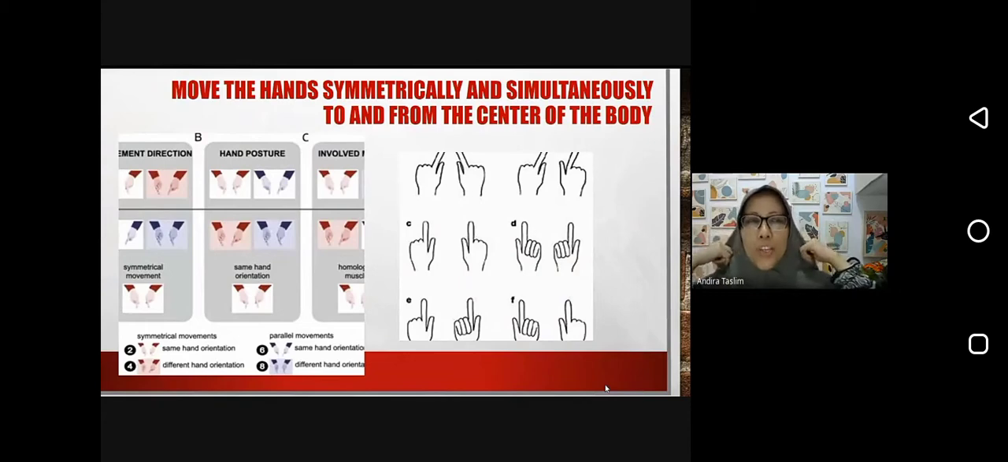Actually, if you want to know which one is the best movement, you can feel it. You try to do these activities, not only one or two times. Keep it for 5 minutes. You can feel which one makes you fatigued quickly. So this one is not good. If you get more fatigued than with the other one, it means the second one is better. So move the hands symmetrically and simultaneously, and from the center of the body.